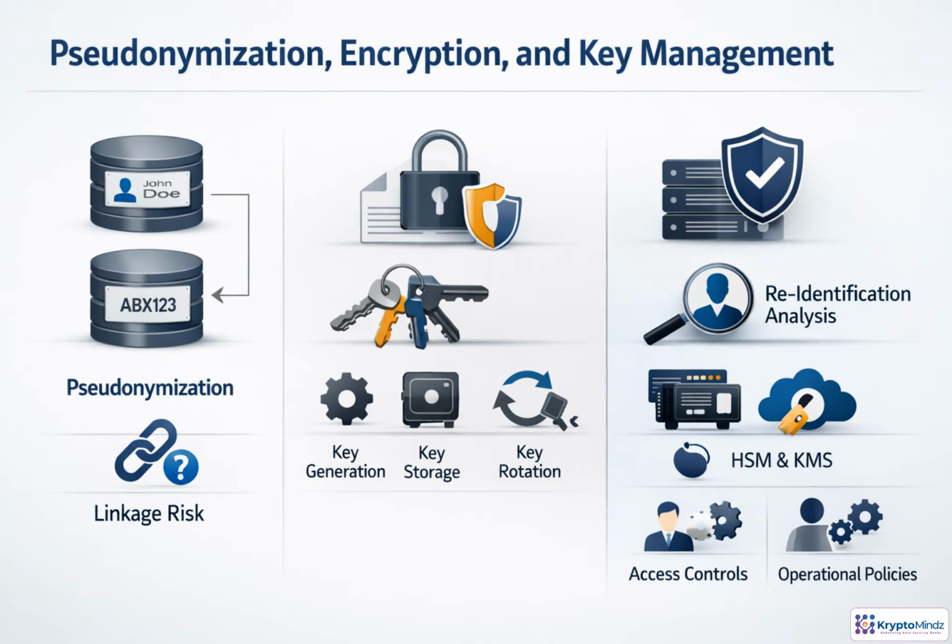Pseudonymization and encryption are powerful controls, but they are not magic erasers for privacy risk. Pseudonymization hides direct identity, yet patterns can still link records back to a person. Encryption protects confidentiality, but only as well as the keys are governed. That requires disciplined key generation, storage, rotation, revocation, backup, and destruction. For sensitive workloads, use managed key systems, HSMs, separation of duties, access controls, audit logs, and regular re-identification analysis.